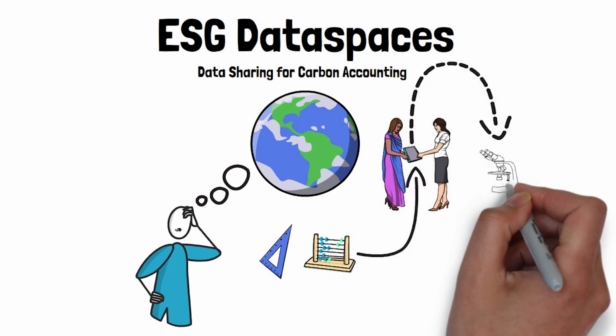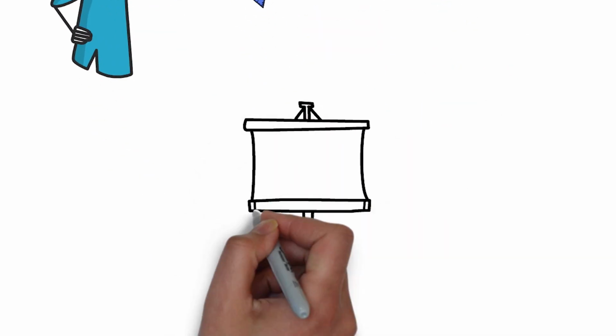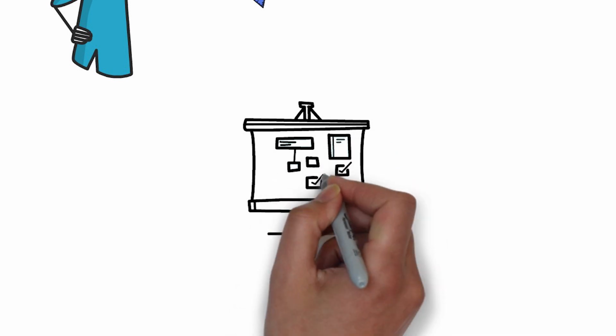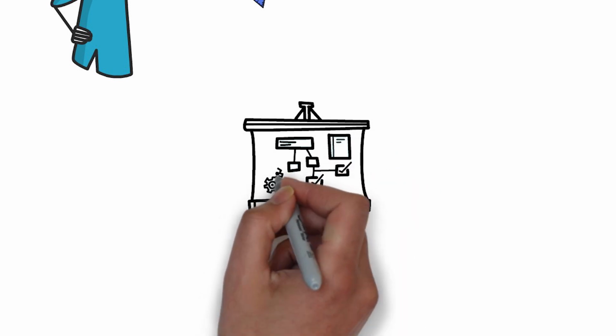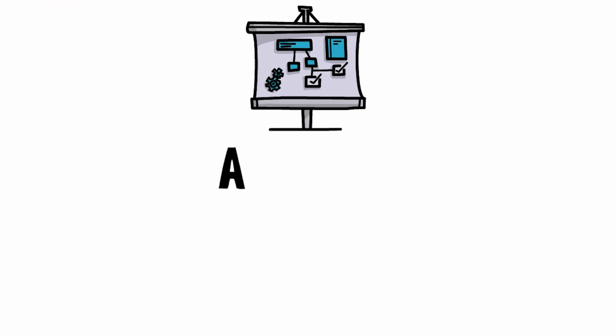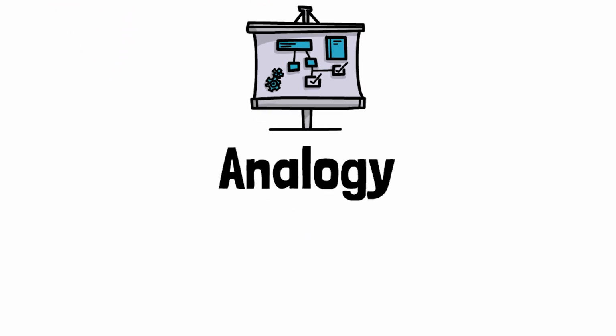While both carbon accounting and data sharing can be complex topics, let's use an analogy to illustrate what data needs to be shared and be more accurate so that carbon accounting can dramatically improve and help us achieve global sustainability goals to save our planet.